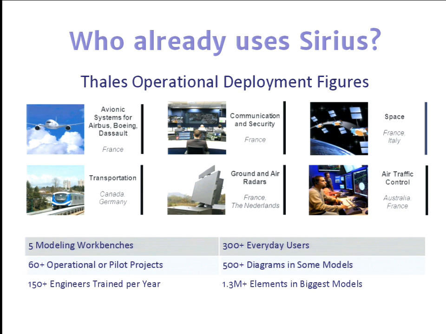We have, of course, more users than that, but these ones are really the ones who spend their day working with Sirius, without knowing that it's Sirius, of course. We have more than 500 diagrams in some of our biggest models, and almost 1.5 million elements in our biggest models.